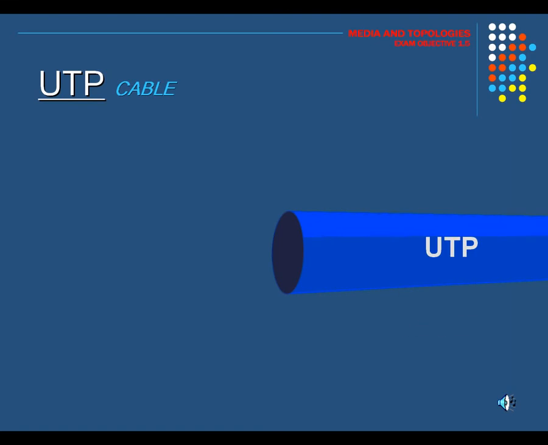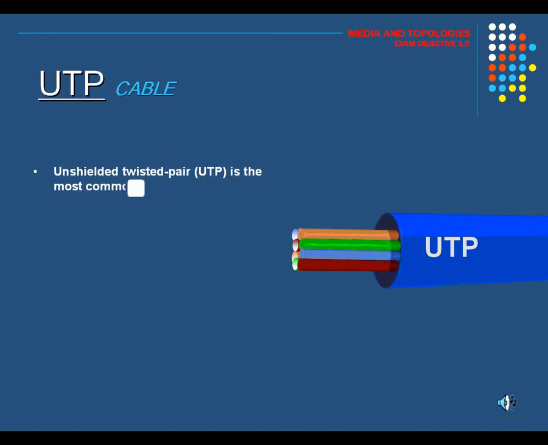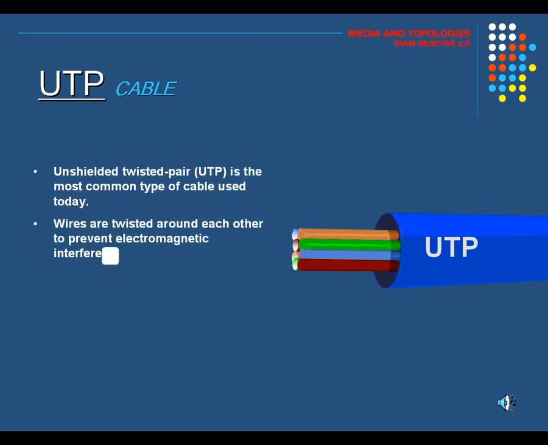Unshielded twisted pair is the most common type of cable that is used today. It consists of 4 pairs of unshielded wires twisted around each other. The wires are twisted to prevent electromagnetic interference or crosstalk. This type of cabling is mainly used on local area networks.